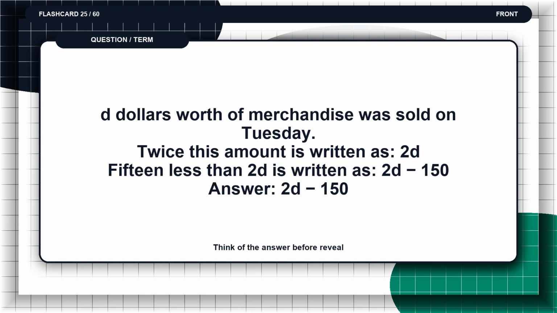Flashcard 25. $D worth of merchandise was sold on Tuesday. Twice this amount is written as 2D. $150 less than 2D is written as 2D minus 150. Answer: 2D minus 150. Think of the answer before the reveal.